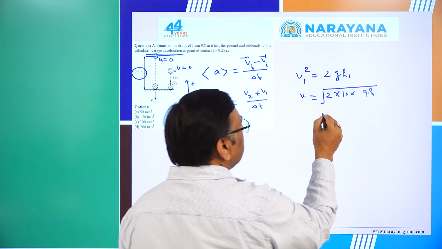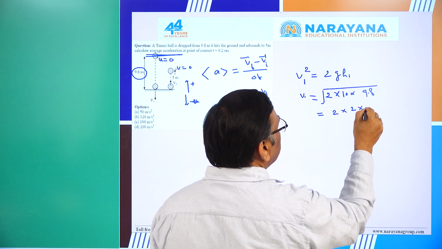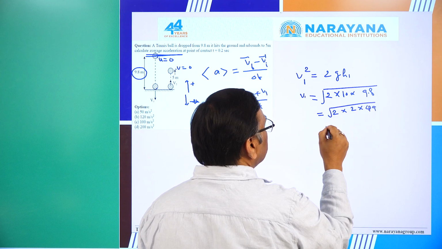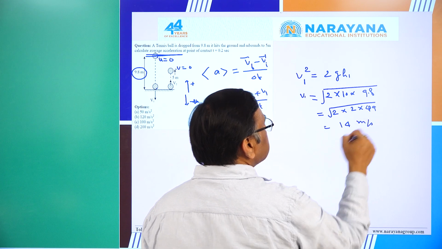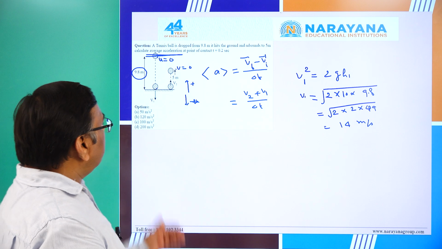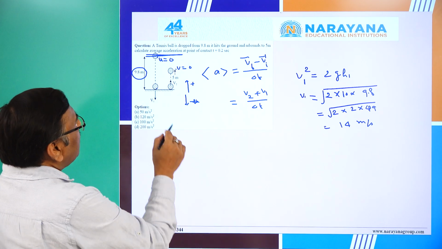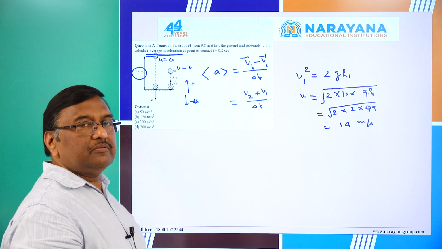So it is 2 into 98, or 2 into 49 will make it easy for us. The square root of this is going to give 14, if I am not wrong, meter per second, which is my velocity with which the body is impinging on the ground, isn't it? Now in the second part, he is saying the body is rebounding back and going to the maximum height of 5 meter.